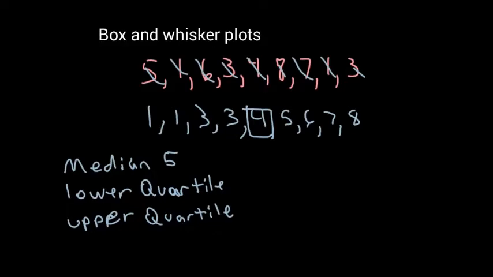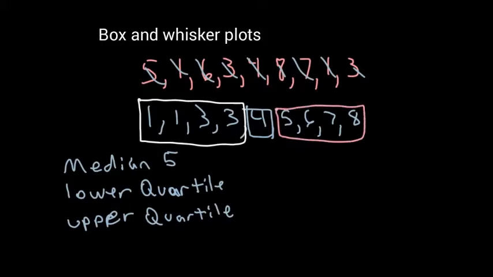So once I have my median, now I have two sets of data. I have a lower set here in white and an upper set in this red box. So for my lower quartile, what I'm going to do is find the median of that white box. So look at my middle numbers. I have two middle numbers of 1 and 3. So the median of 1 and 3 would be 2. Halfway between 1 and 3 is 2.